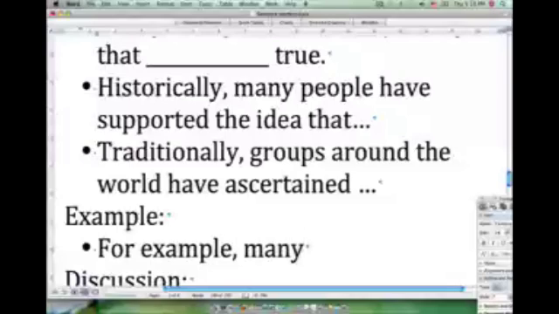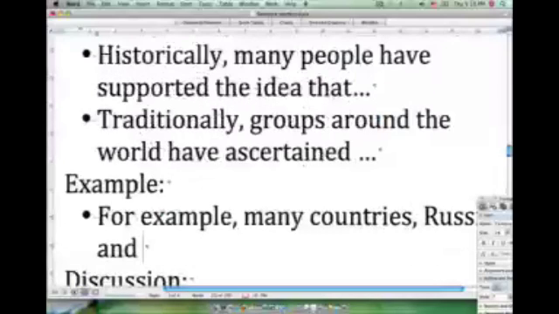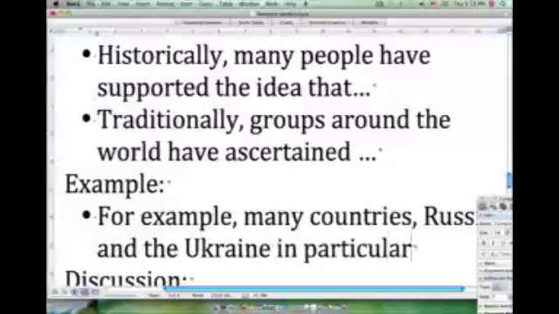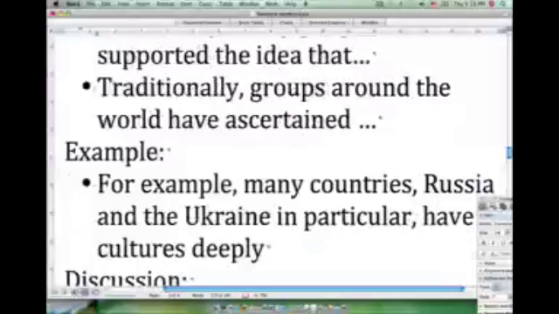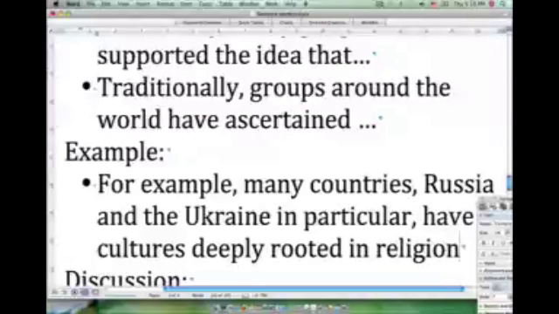So, for example, if I was to write, for example, many countries, Russia and maybe the Ukraine in particular, have cultures deeply rooted, let's say, in religion. Okay, so for example, many countries, comma, Russia and the Ukraine in particular, comma, have cultures deeply rooted in religion. Now, can you see how that kind of makes our sentence structure a little bit more complicated, and it kind of draws the reader in.